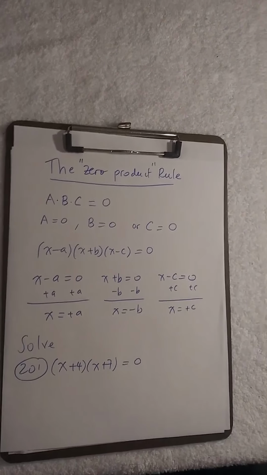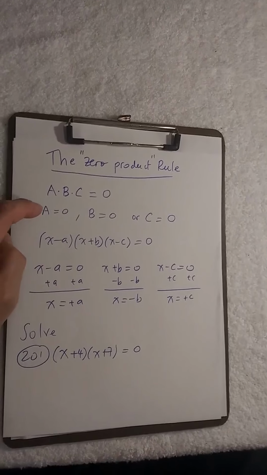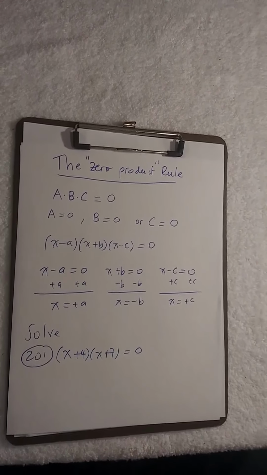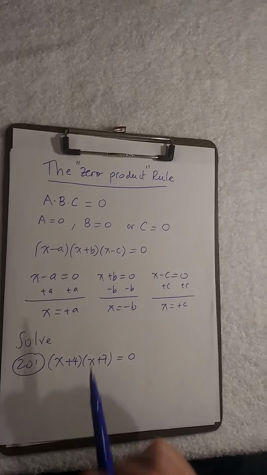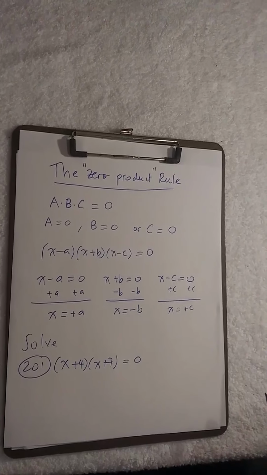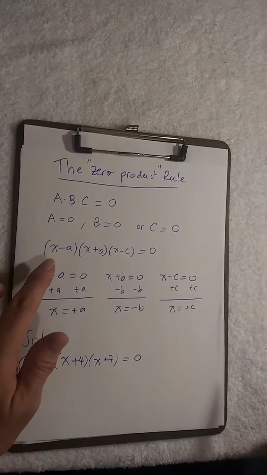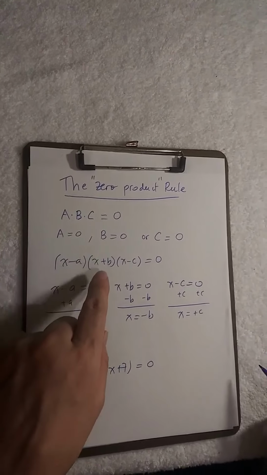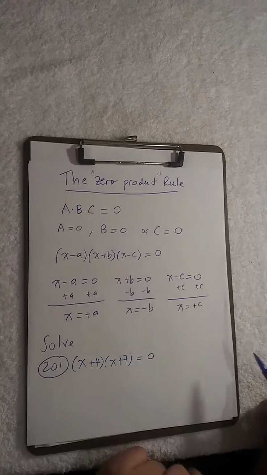When one side of the equation is 0, the solution is A equals 0 or B equals 0 or C equals 0. Usually A, B or C are not just single letters, but they could be expressions like x minus A, x plus B, x minus C or anything. So if you have something like this, then you take each of them separately, x minus A, set it equal to 0 and solve. Take x plus B, set it equal to 0 and solve. Take x minus C, set it equal to 0 and solve.